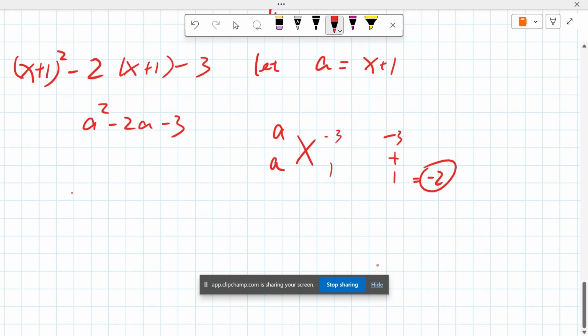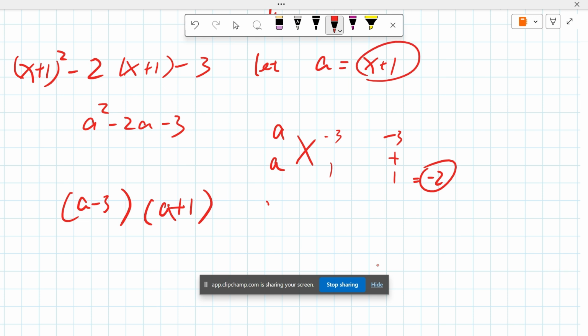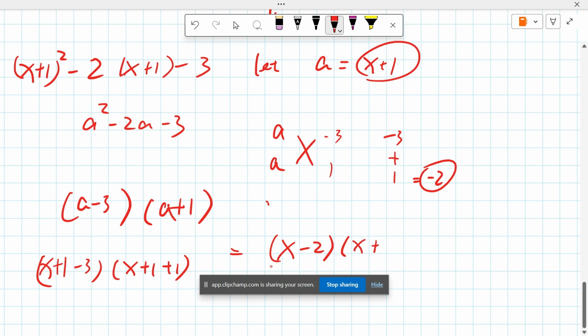Now what we do is a minus 3, a plus 1. But we need to substitute x plus 1 back, so which is x plus 1 minus 3 and x plus 1 plus 1. That will be the final answer, x minus 2, x plus 2. Or we can say x squared minus 4, if you want to say.